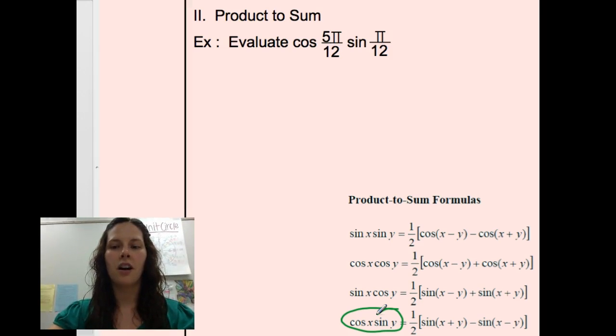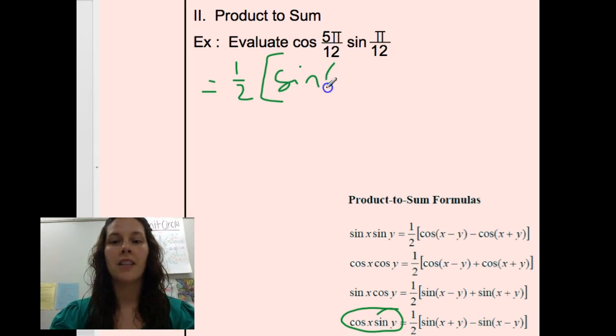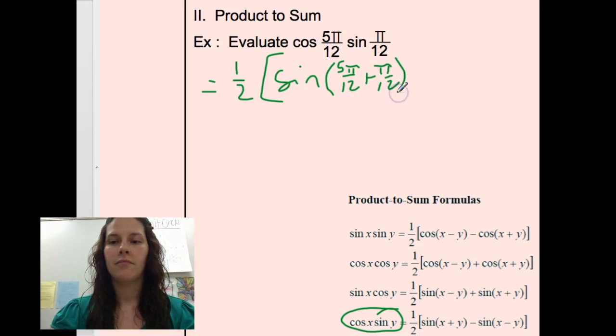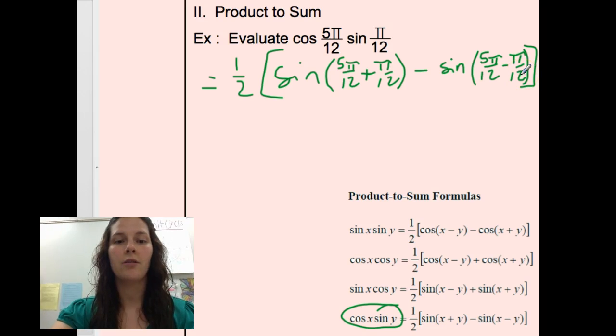So we're going to start off with 1/2 of sine, and then we'll add those angles together. So here's where our sum comes in, 5 pi over 12 plus pi over 12, minus, and then we have sine of subtracting the angles. So 5 pi over 12 minus pi over 12. All right, so we're going to start by adding and subtracting those angles.